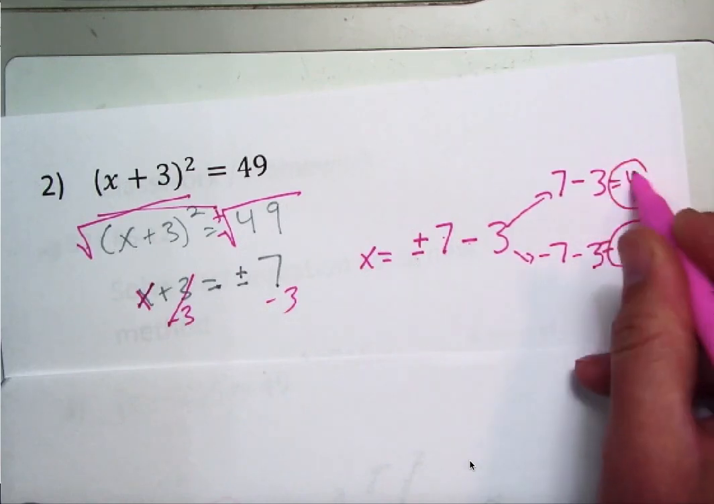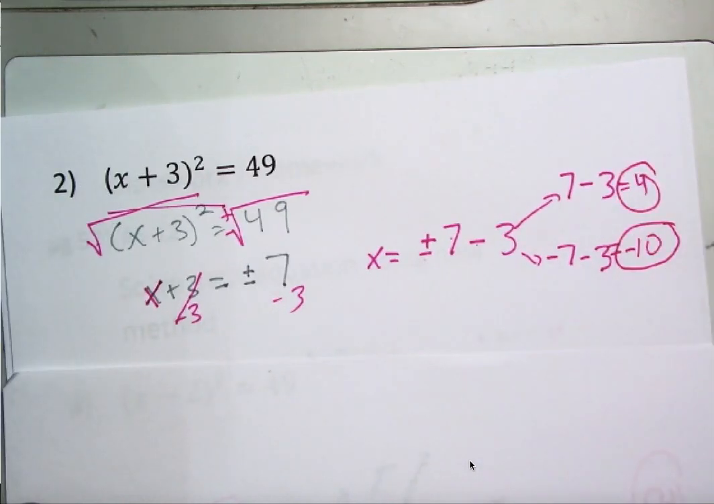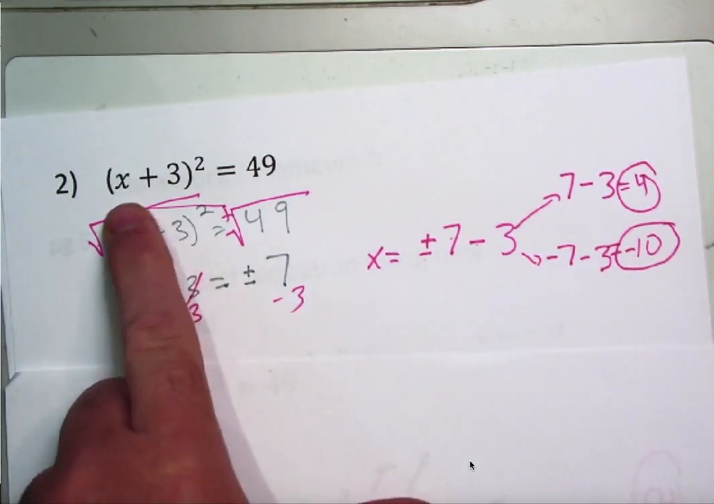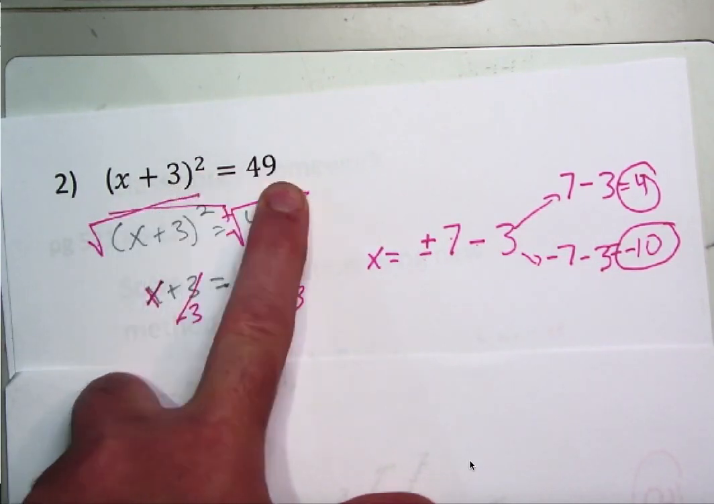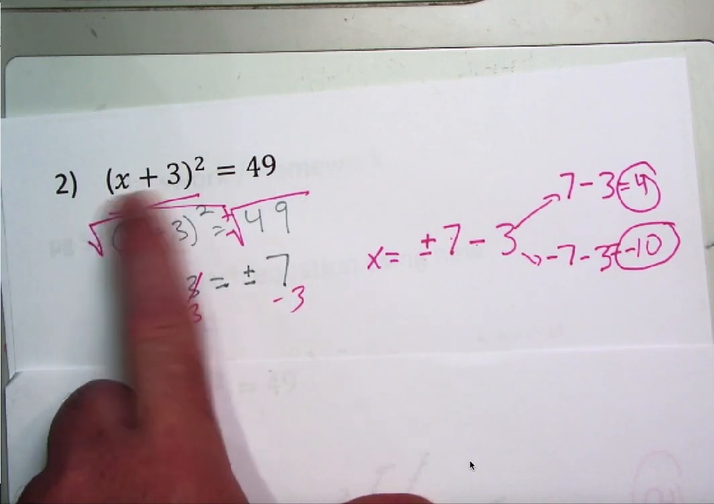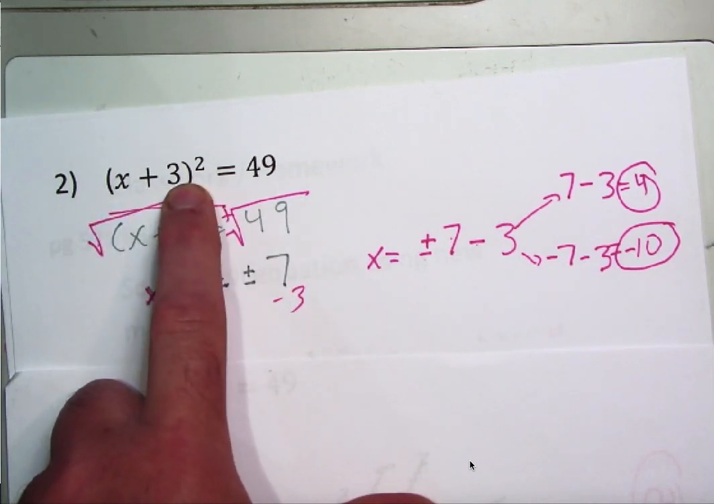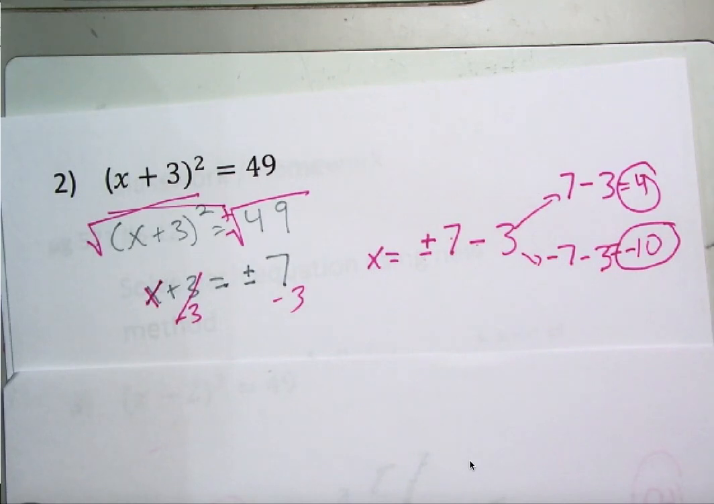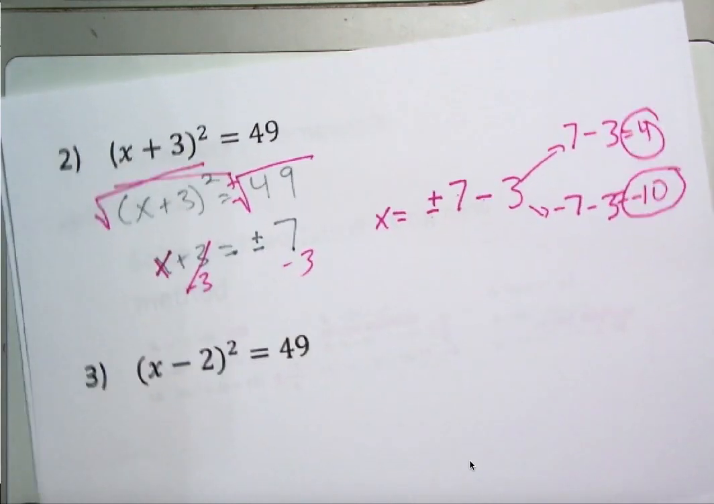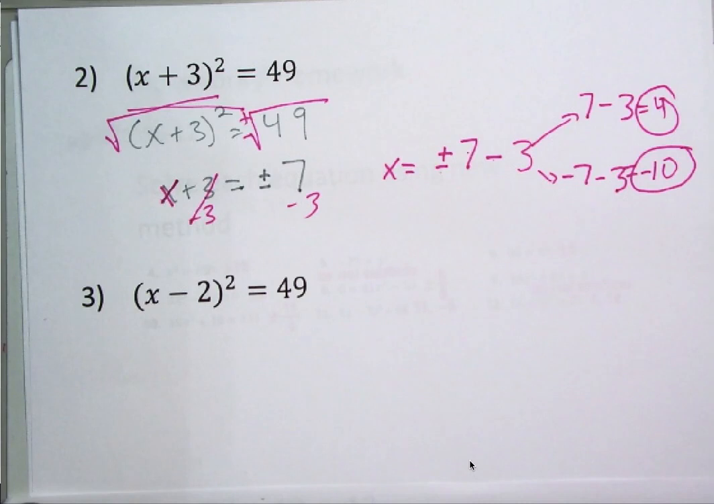Okay, so we solve this in this method. We found that x equals 4 or x equals negative 10. And check it out. 4 plus 3 is 7. 7 squared, 49. Negative 10 plus 3, negative 7. Negative 7 squared, 49. Cool. So we'll do another one. So maybe you want to pause this one and try on your own.